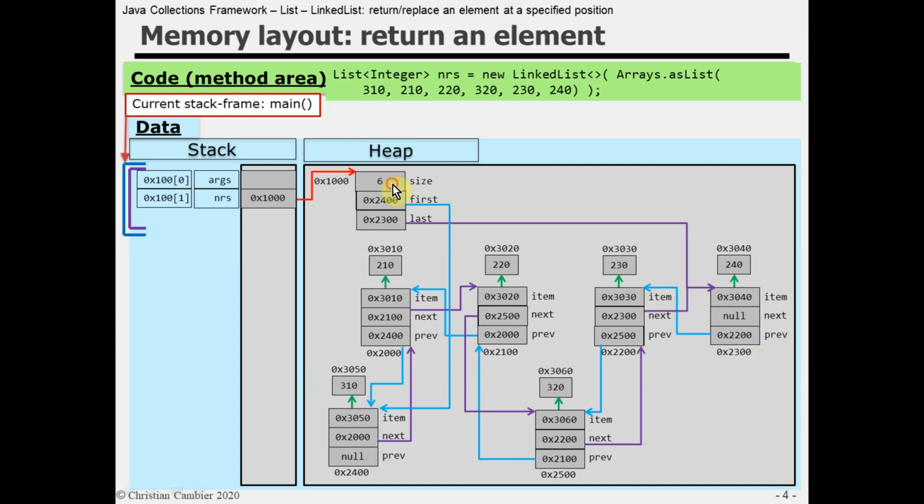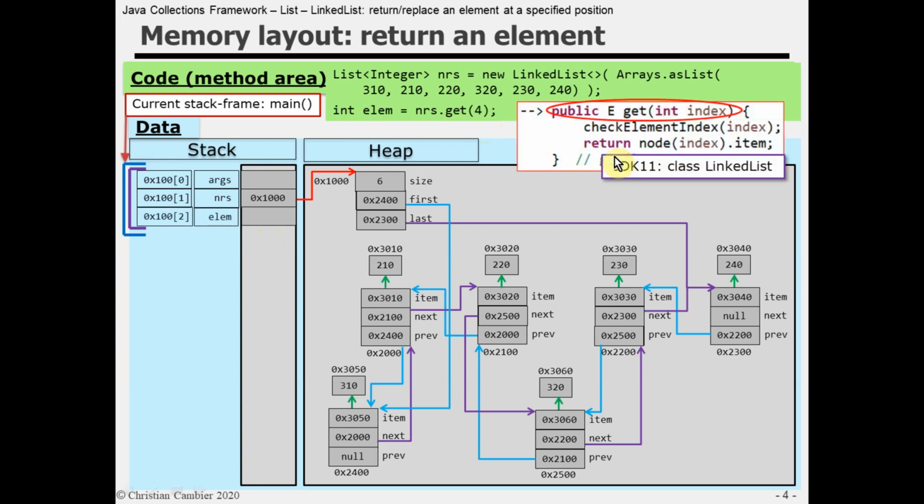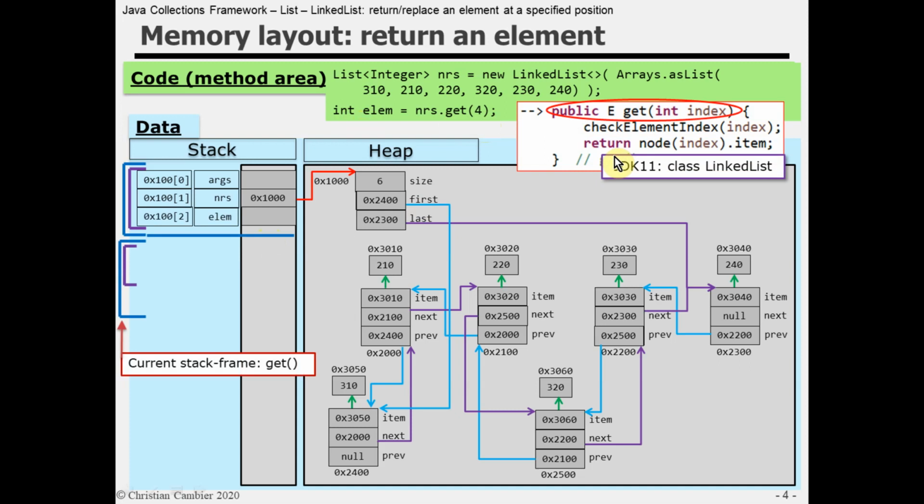Now let's obtain the element at position 4, so the 5th element. First, local variable element that will hold the result is allocated in the stack frame. Then, executing get, we arrive at the linked list class of the JDK. Let's set up the stack frame for this instance method call. So at the first position the this pointer, and at the second position the index 4. And a space is reserved for the return value.